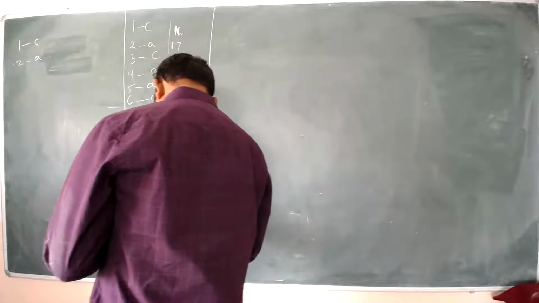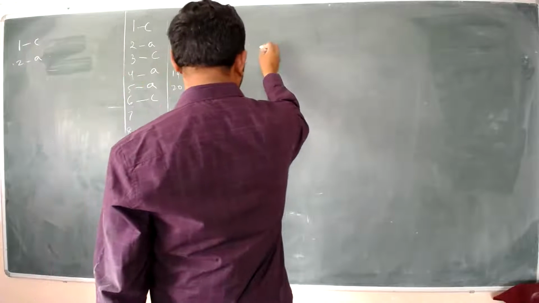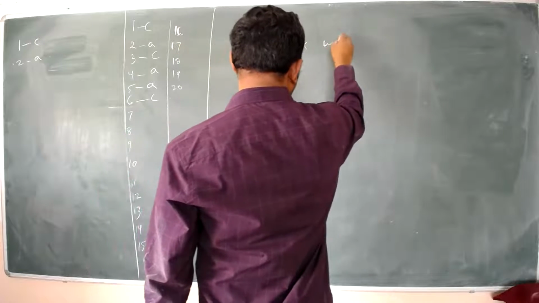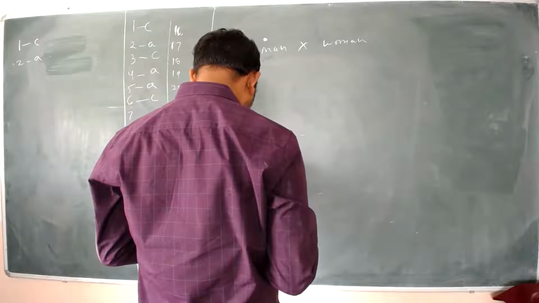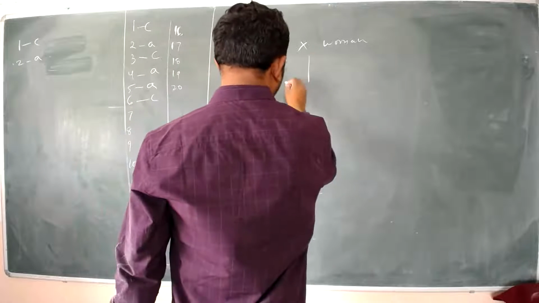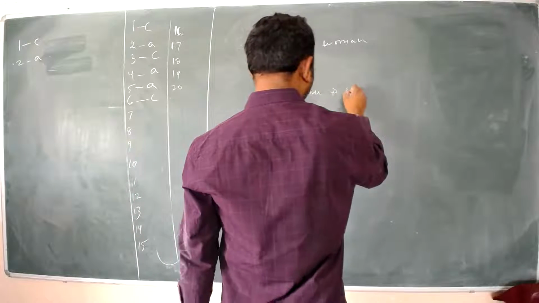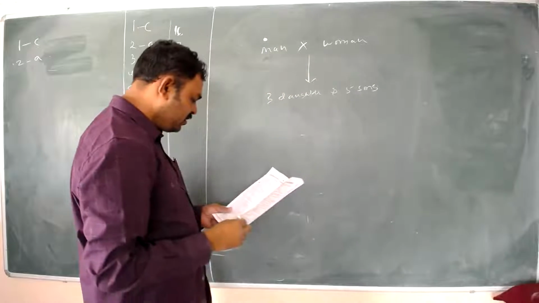A diseased man marries a normal woman. One man is there who is diseased. Here, the woman is normal. Then they get 3 daughters and 5 sons. How many daughters do they get? 3 daughters. And 5 sons they got.